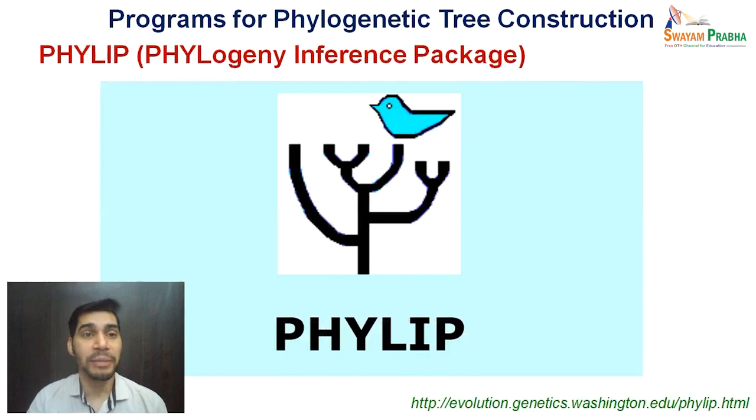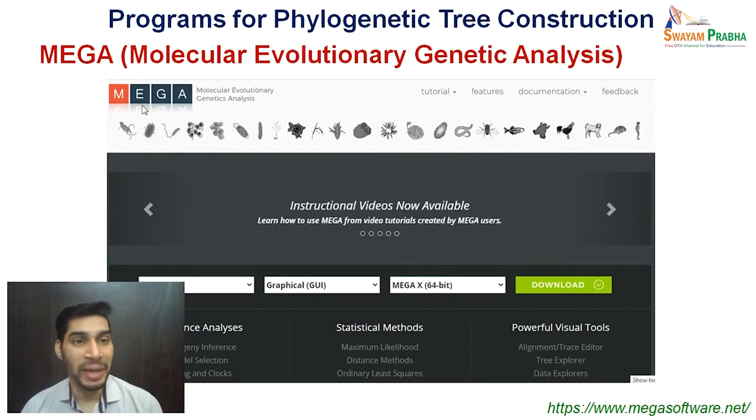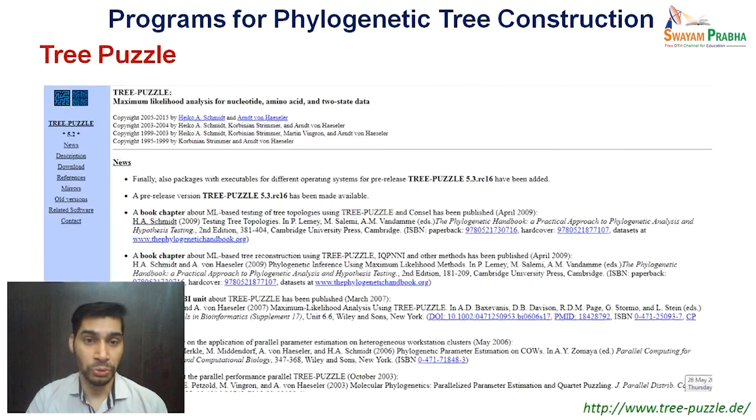Similarly, there is a program called PHYLIP, which is phylogeny inference package. Using PHYLIP, you can decide whether you are going to use distance, neighbor joining, maximum likelihood or parsimony, and you can create your phylogenetic trees. Similarly, there is the program called MEGA, molecular evolutionary genetics analysis. You can use these programs to create phylogenetic trees and decide the method you are going to use. TREE-PUZZLE is another program that is widely used for construction of trees.